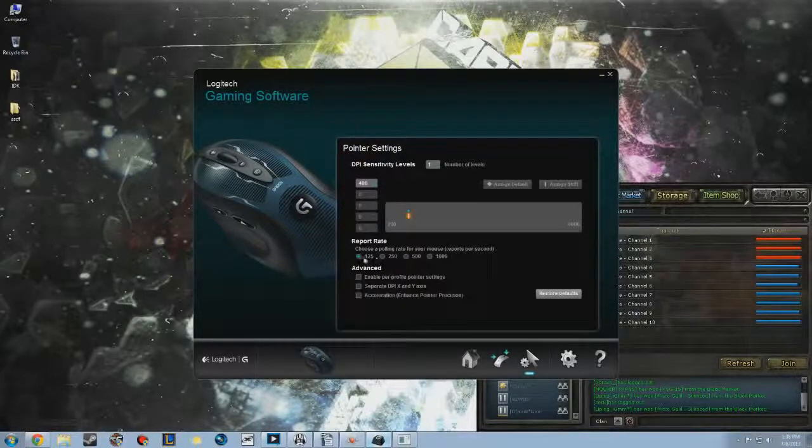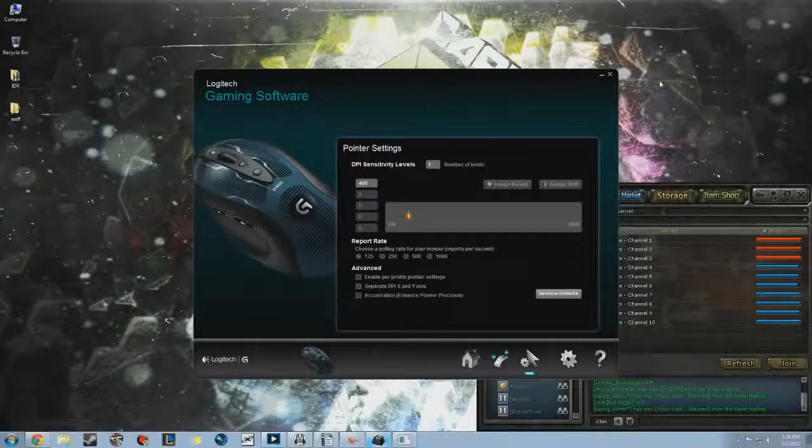So, use 125. I have acceleration off because that's another thing that messes with the gameplay. Let's say you move your crosshair from the start of your mouse pad, which is right here, to the end of your mouse pad, which is right here. If you move it really slow the whole entire distance, and then this is with acceleration on, if you move it really fast, you're going to go way over there instead of to right here, just by moving the same exact distance.